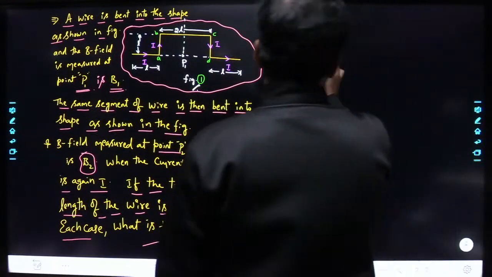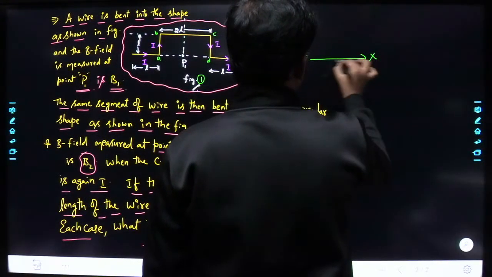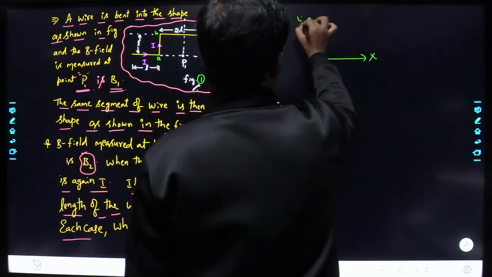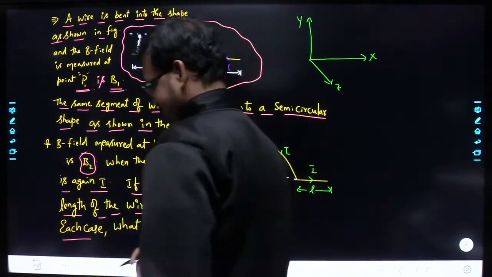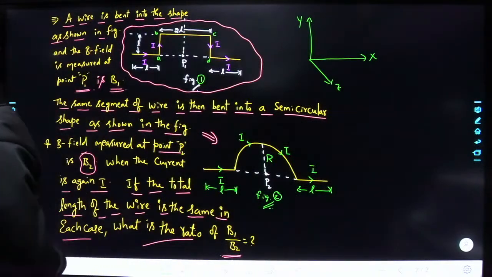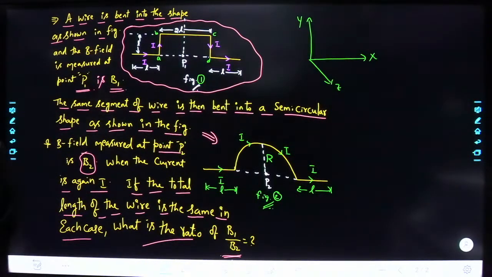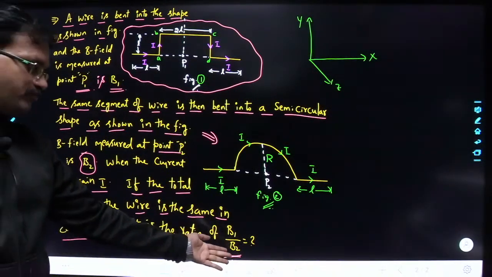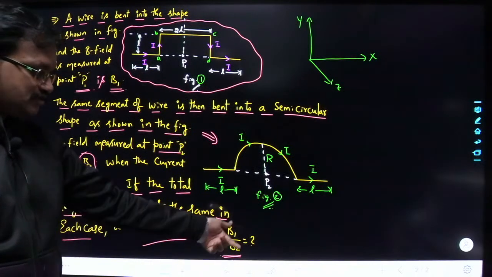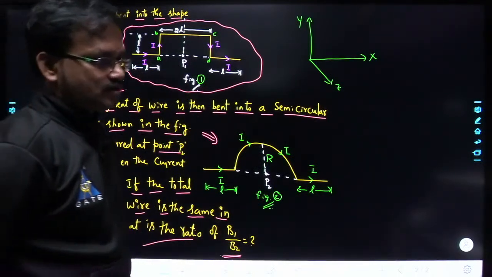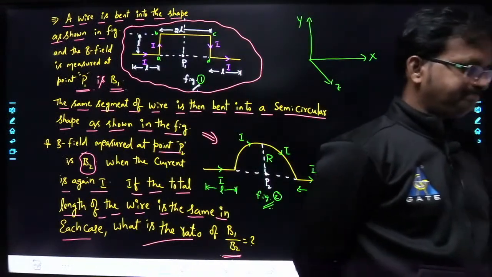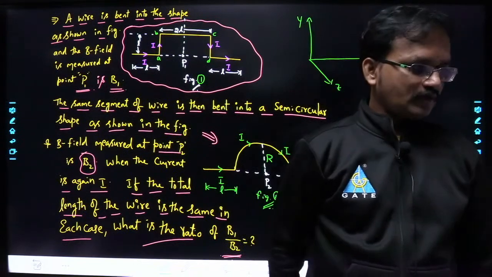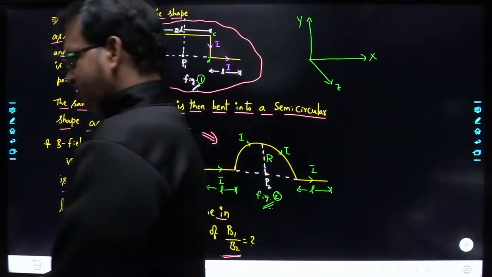If you want, you can consider the x-axis in this direction and the y-axis in this direction. So the z-axis will come out of the board, right? Here they are just asking the ratio of B1 to B2. That means they are asking the ratio of these magnitudes. That's it. So tell me the answer here. 2 minutes time I am giving here.